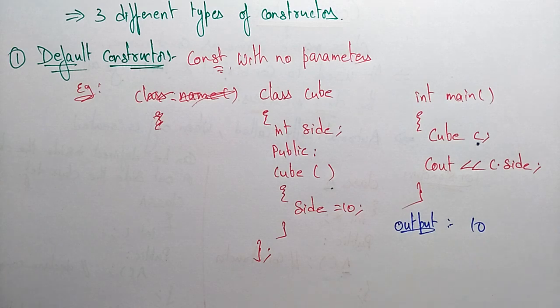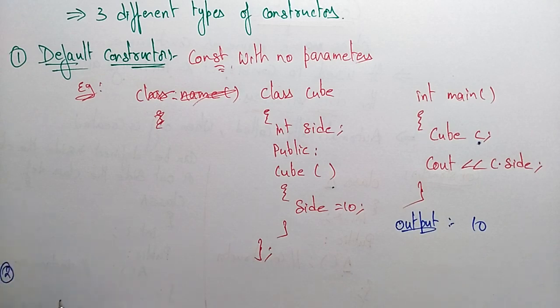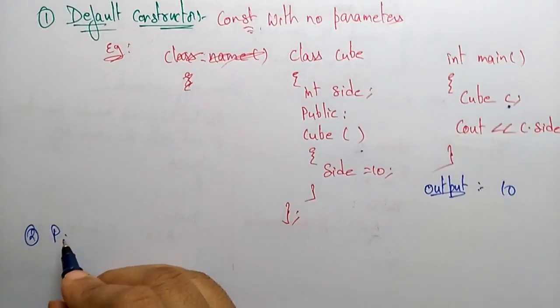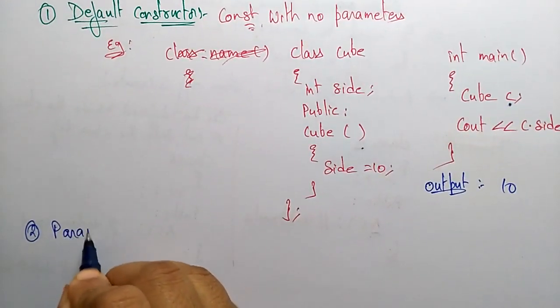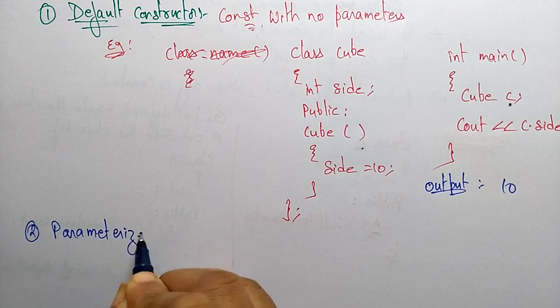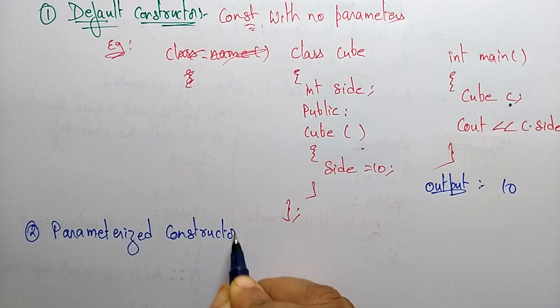So which initializes its data members. Now let us see the second one. So what is the second one? The second type of constructor is the parameterized constructor.